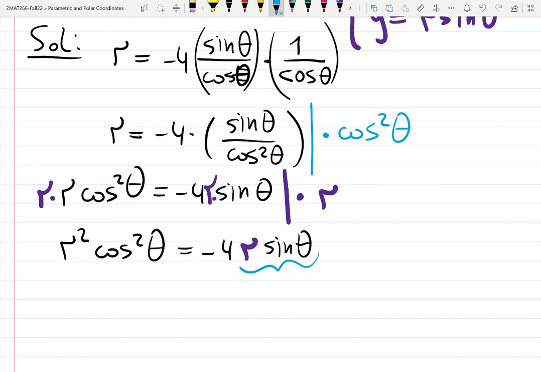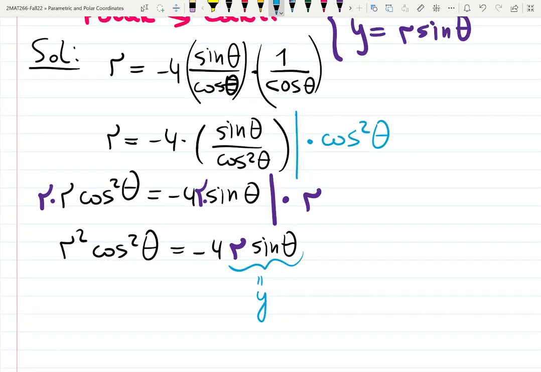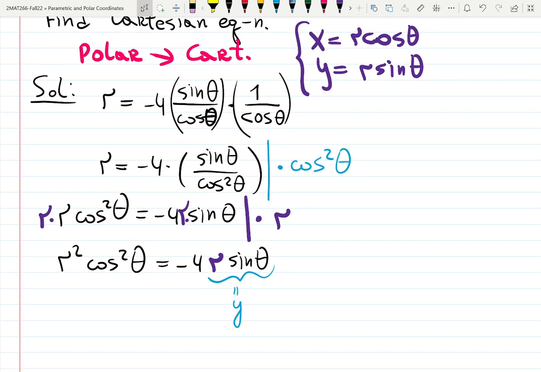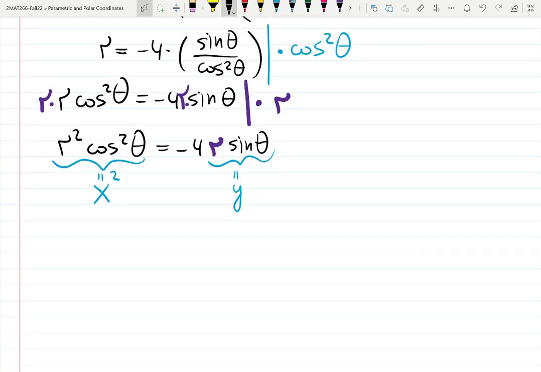Now this r sine gives me y. So it's very beautiful. -4y. Beautiful. This gives me what? x squared. Because r cosine is x. Boom, the equation follows right away. x squared equals -4y. That's what it is.